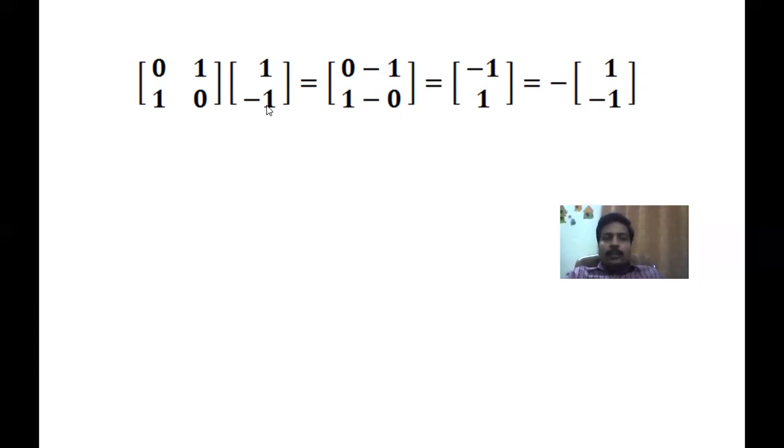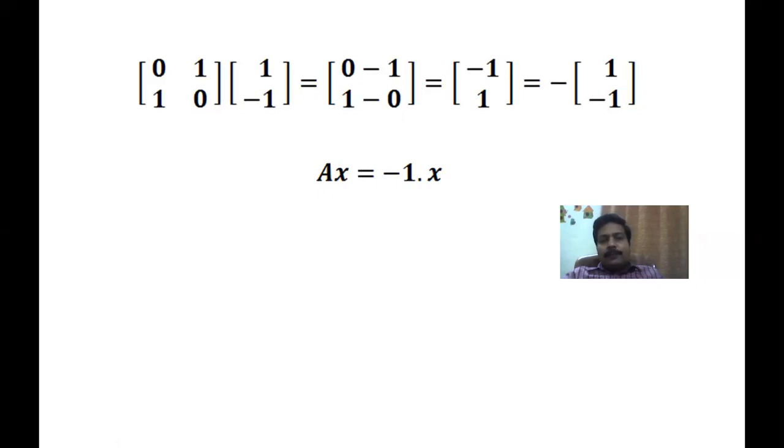Similarly, if I take 2 minus 2, then I will get minus of 2 minus 2. So the vectors of the form C and minus C, where C is a real number or scalar, all these vectors will be in the eigenvector space, which will be defined a little bit later. Right now, these are the eigenvectors.